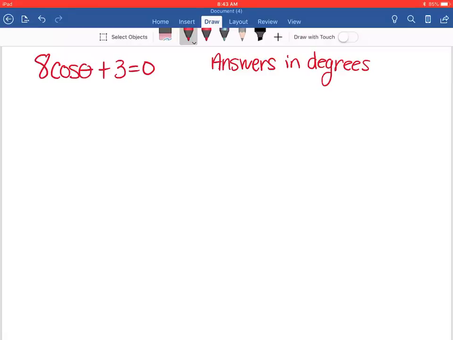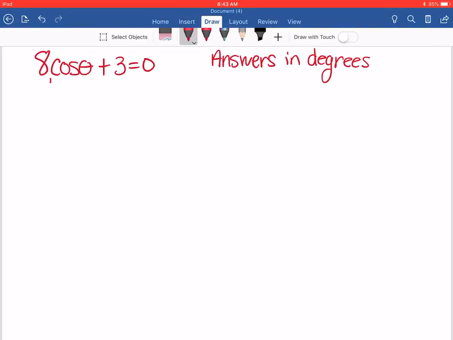In this video, I'm going to show you how to solve 8 cosine theta plus 3 is equal to 0. I want to isolate the cosine theta, so I'm going to subtract 3 and divide by 8 on both sides. So I have cosine theta is equal to negative 3/8.